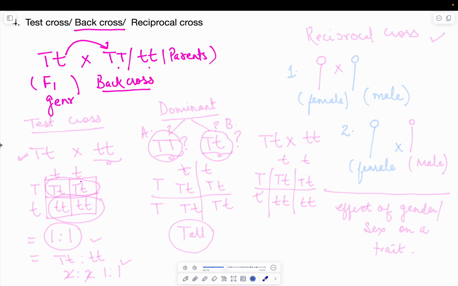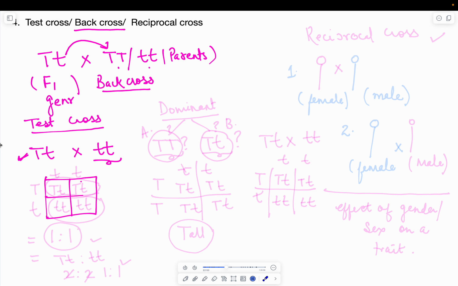The second type of experimental cross is the test cross, right? So test cross is a type of back cross where you cross the F1 hybrid particularly with the recessive parent, right? So this type of experimental cross is when the F1 hybrid is crossed with the recessive parent. So what kind of genotypes are possible in this case?